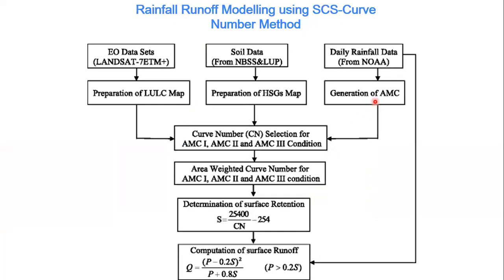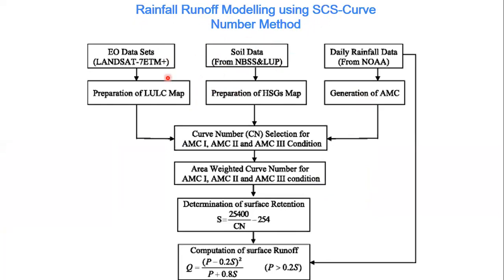So another case study which I'm going to tell you about is rainfall runoff modeling using the SCS curve number method. So basically, what is the SCS curve number method and what is rainfall runoff modeling? I think those who are working in the water resources segment might know that generating runoff from rainfall data is known as rainfall runoff modeling, and there is a method known as the SCS curve number method.